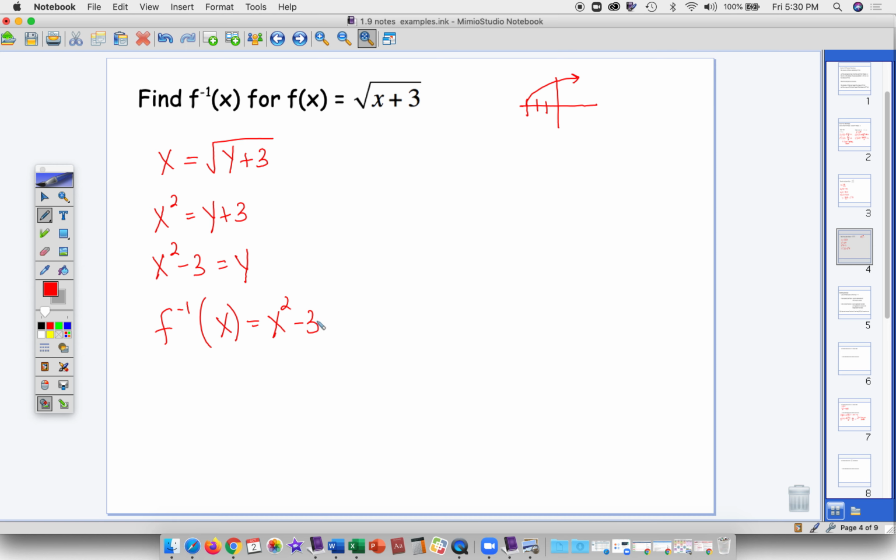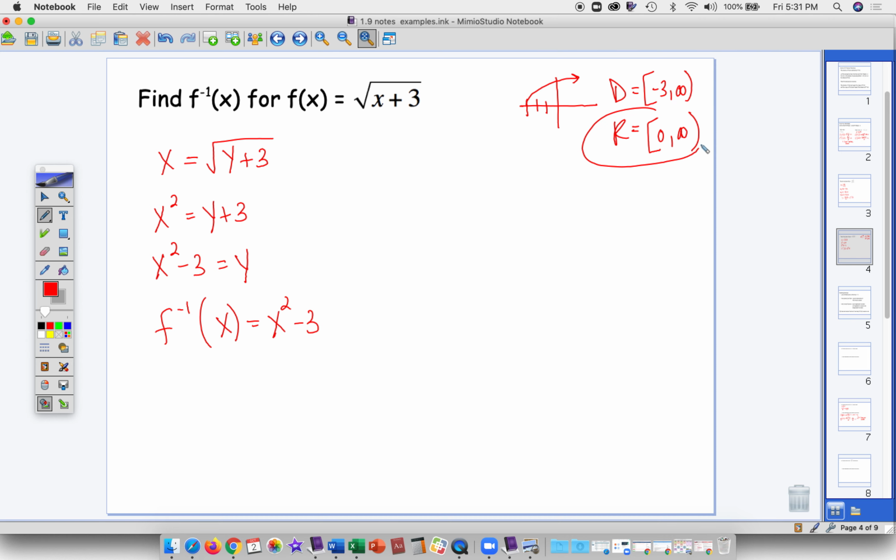So I can't have a function that's a full parabola that's the inverse of a function that's only half of a parabola, right? They don't have those domains and ranges interchanging the way they should be. So if I look at this graph, the domain of this graph is from -3 to infinity. The range of the graph is from 0 to infinity.